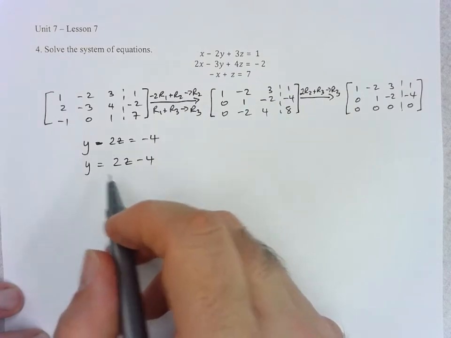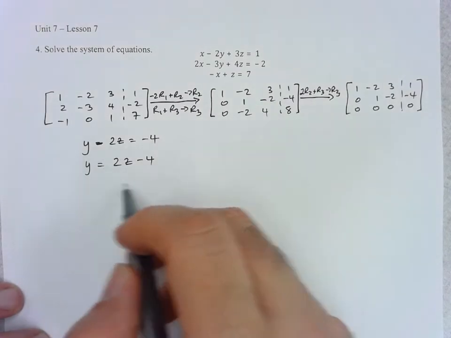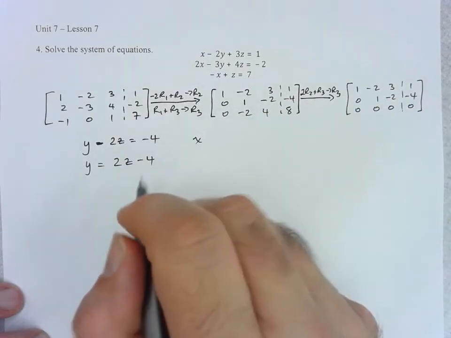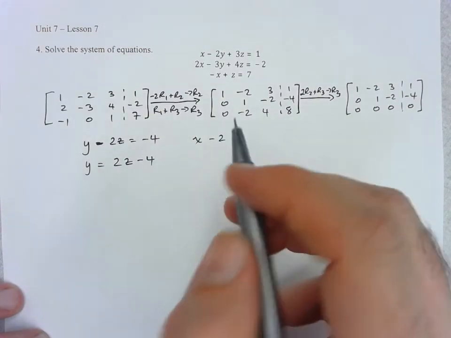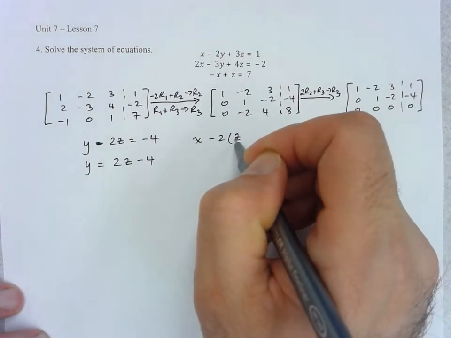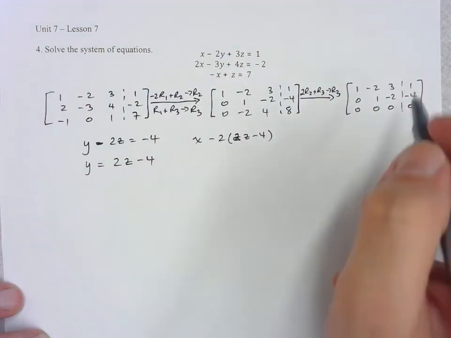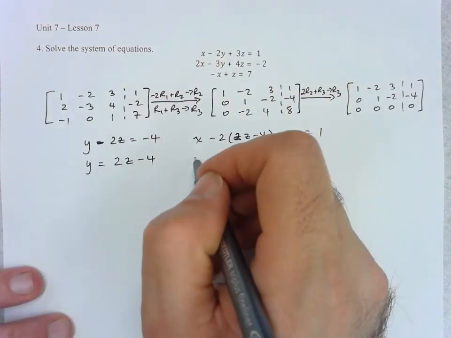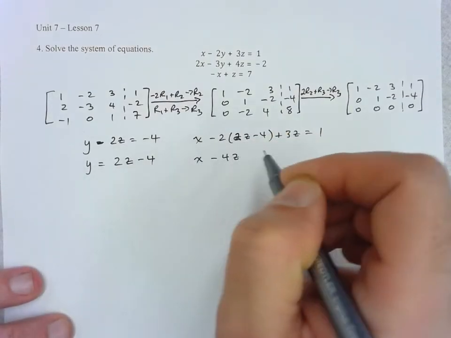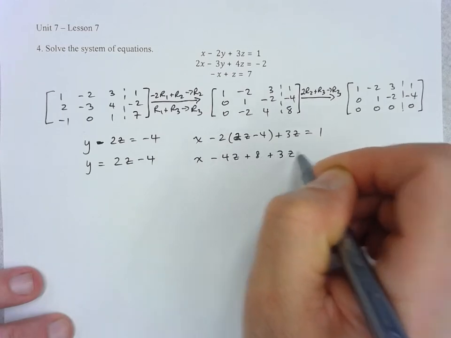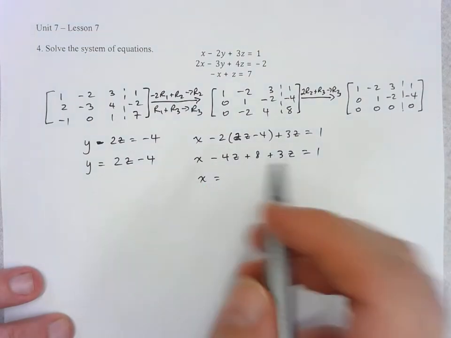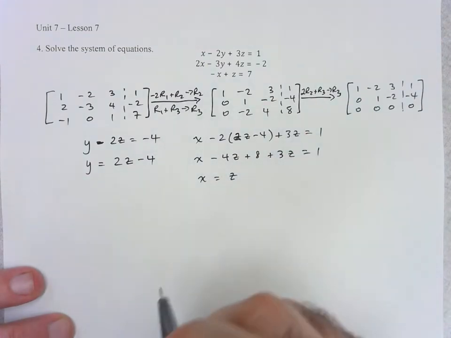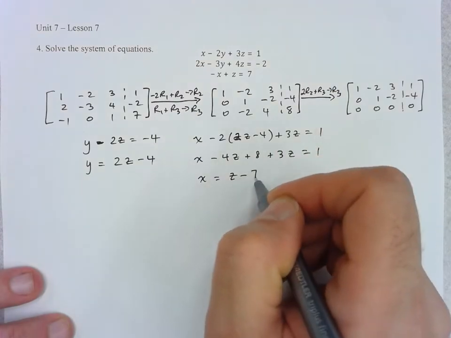So the goal is to now write x in terms of z. So I do that by substituting it back into the first equation. So this row here represents x, okay, minus 2y, but of course y we just wrote as 2z minus 4, okay, plus 3z equals 1. And now I can solve and write x in terms of z. So we have x minus 4z plus 8 plus 3z equals 1. So x equals, so this is -4 plus 3 is -1. Bring it to the other side, becomes +1. And then we have 1 minus 8, so -7.